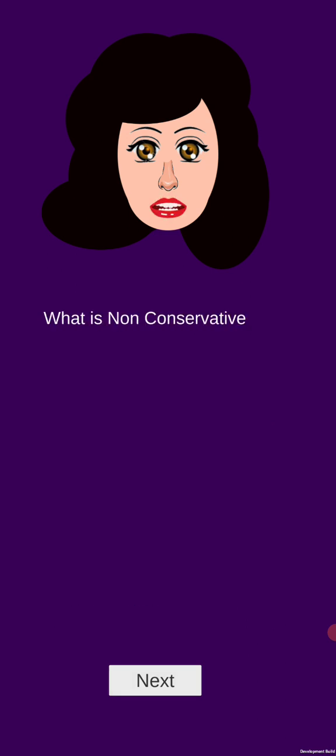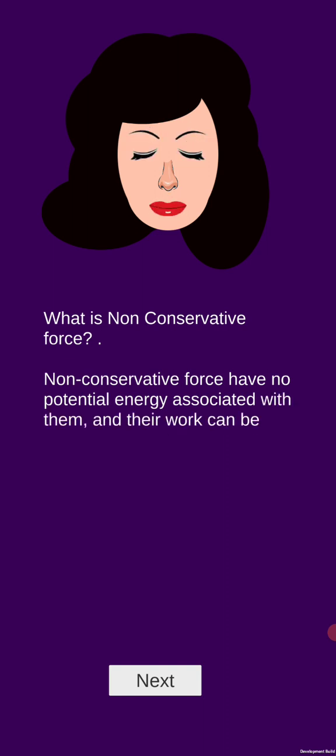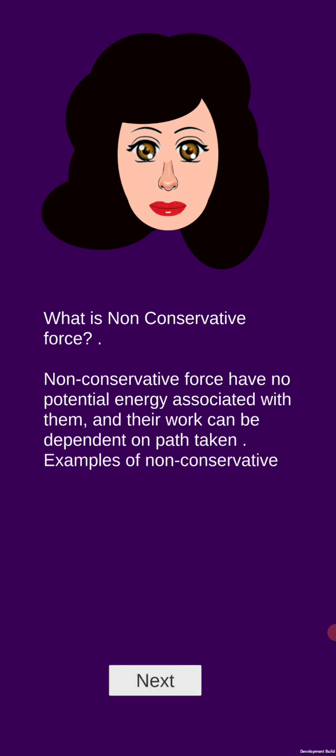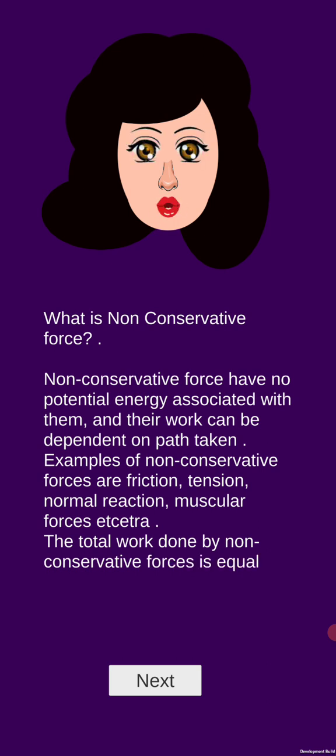What is non-conservative force? Non-conservative forces have no potential energy associated with them, and their work can be dependent on the path taken. Examples of non-conservative forces are friction, tension, normal reaction, muscular forces, etc. The total work done by non-conservative forces is equal to the change in mechanical energy of the system.